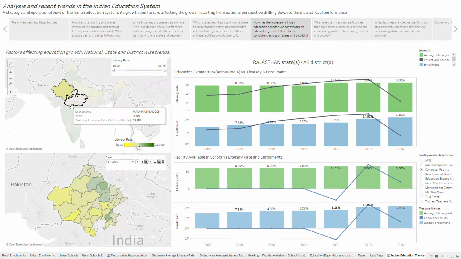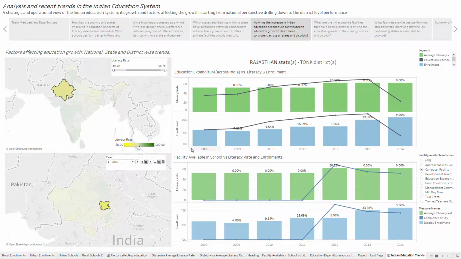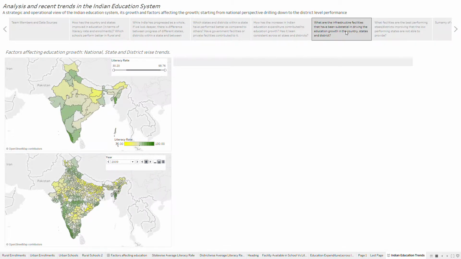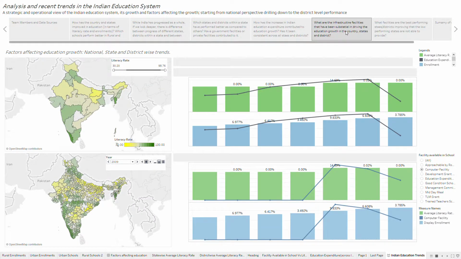So for Rajasthan, yes, it is. But then for Tonk, if you look at 2011, it's less compared to the entire Rajasthan. So this dashboard can give you a very clear picture of which states and which districts are lagging behind based on the GDP expenditure, and has that expenditure been used appropriately by all the districts and the states.